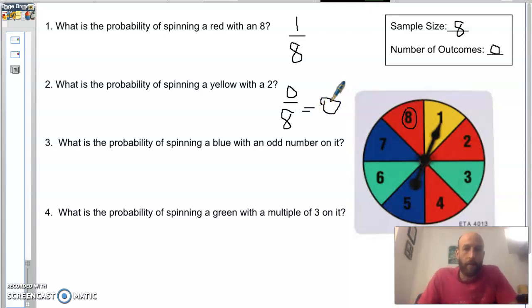Number 3, what is the probability of spinning a blue with an odd number on it? Okay, so I'm going to come over to my spinner. I see 2 blues, and I'm looking for odd numbers. Odd numbers are 1, 3, 5, 7, and 9. So both of these blues have odd numbers. 5 is odd, and 7 is odd. So that means that we have 2 possible outcomes. We have a blue 5 and a blue 7. So there are 2 out of 8.